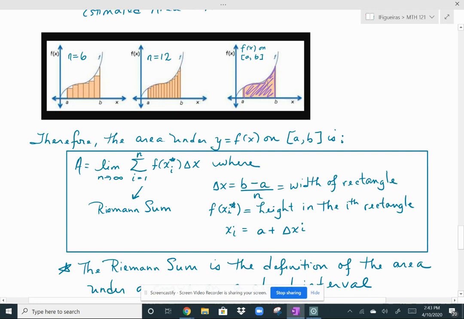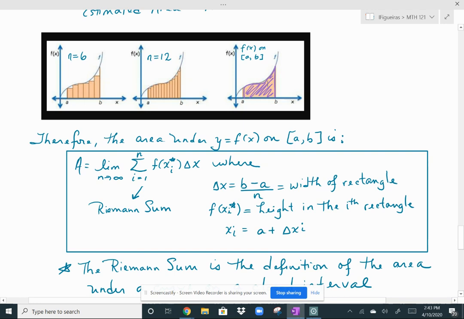When you have a function f of x on a closed interval from a to b, the exact area is equal to the limit as n approaches infinity of the sum as i goes from 1 to n of f of x sub i star times delta x. Let me explain what this notation means. Delta x is still the width of the rectangle, and it will be the same width all throughout, so it's b minus a over n.